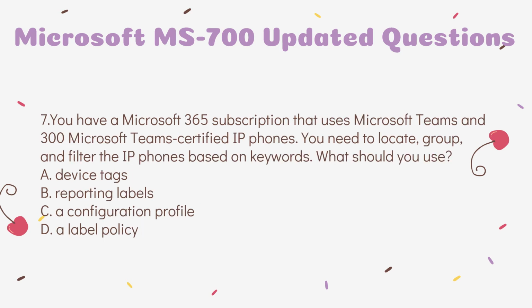7. You have a Microsoft 365 subscription that uses Microsoft Teams and 300 Microsoft Teams certified IP phones. You need to locate, group, and filter the IP phones based on keywords. What should you use? A. Device tags. B. Reporting labels. C. A configuration profile. D. A label policy.